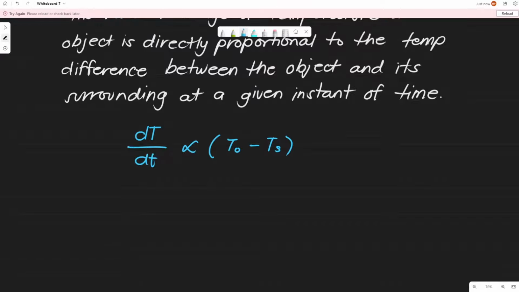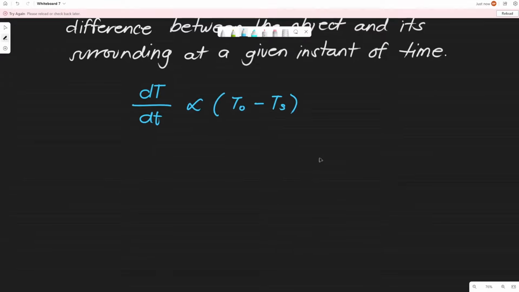If we translate this into a differential equation, we arrive at dT over dt equals negative k times (T sub O minus T sub S). Why negative k? It is Newton's law of cooling, which means the temperature is decreasing. Here k is the cooling coefficient.